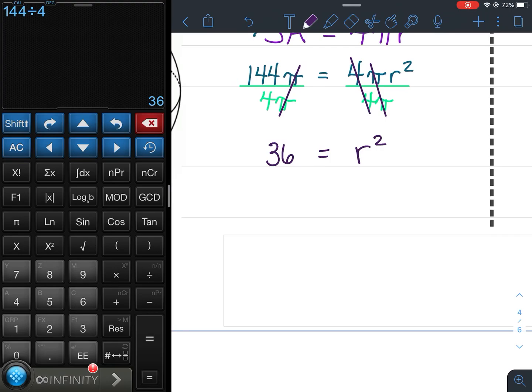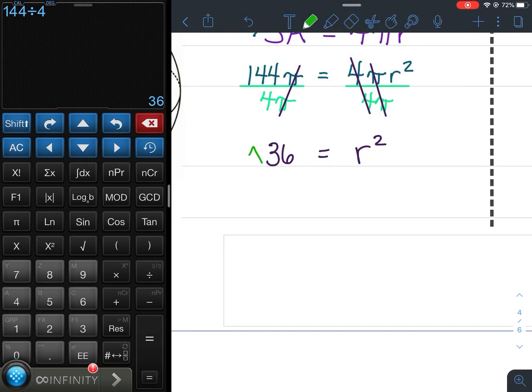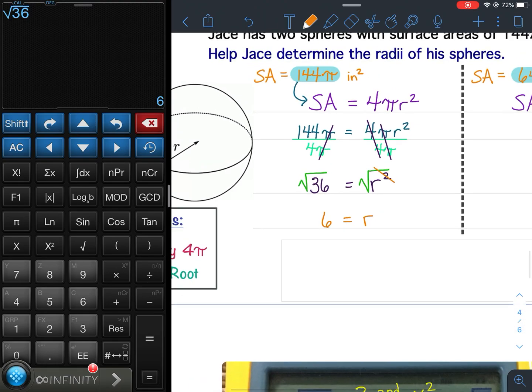So now step 2 is to get rid of the square, and the inverse to squaring a number is the square root. So I'm going to take the square root of both sides. Cancel the square and the square root. Square root of 36 is 6. So 6 equals r. We'll write our final answer after we solve the other problem. So with the 144 pi, we get 6 for the radius. It'll end up being 6 inches.